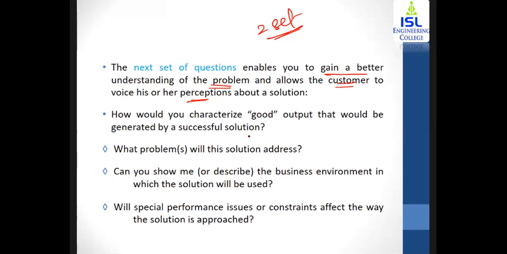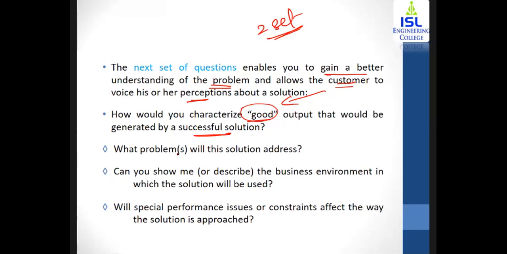Like this question that is going to be asked in here: how would you characterize a good output? That is, the software that you're developing, based upon some specific input, it is going to give you the output. Based upon that, how are you going to characterize good? That is, what does good mean according to this customer? That is going to be identified. Now, based upon his good output, you're going to identify the solution. That is how you're going to generate the software. That is how your output is going to be. You're going to identify that.